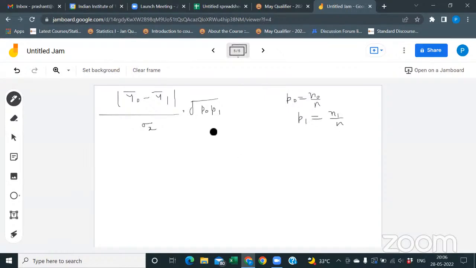I have a doubt in sample variance. Okay, let me complete this one. After that, I will come to it.